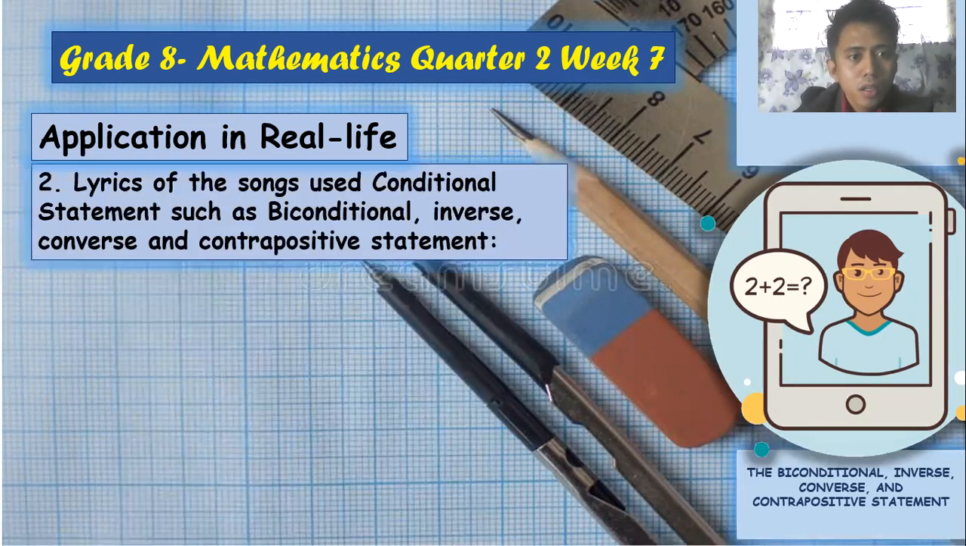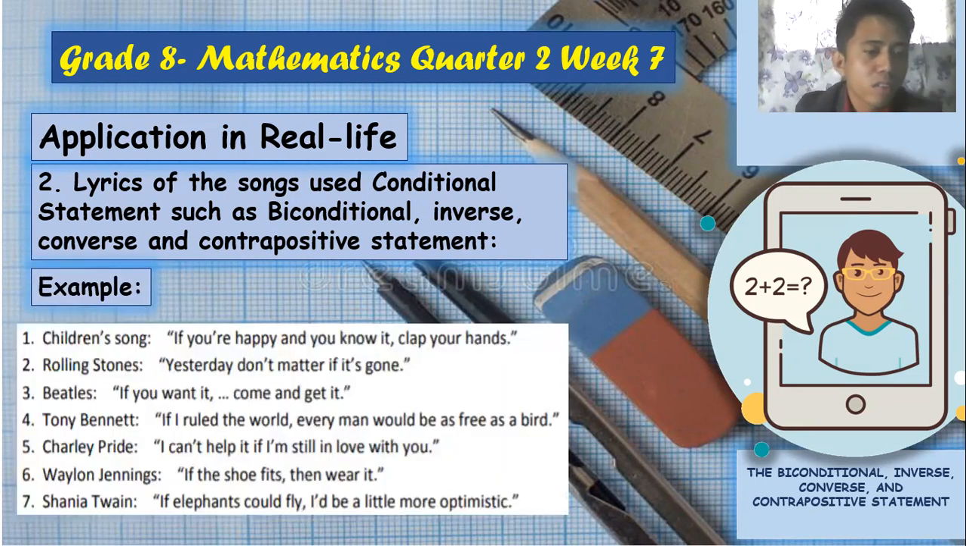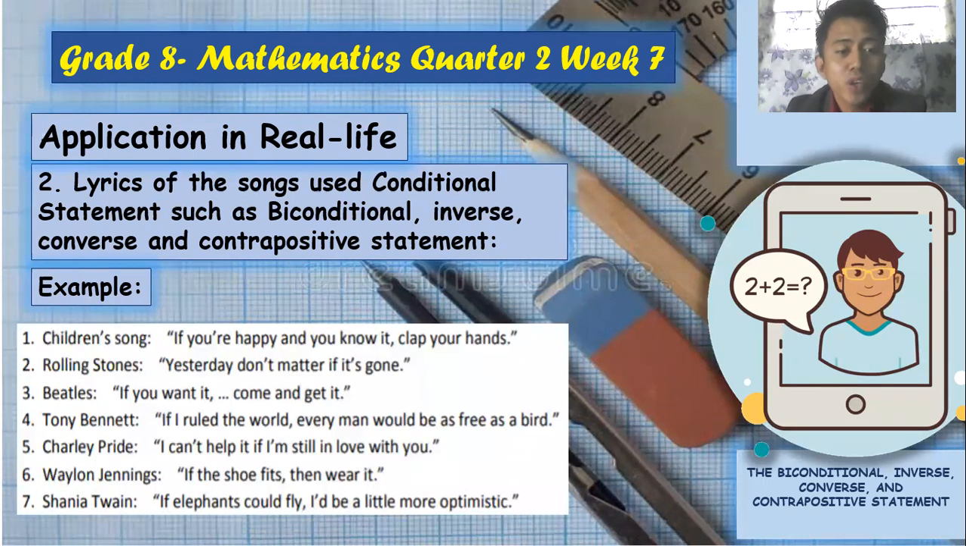The next is that the lyrics of songs use conditional statements such as biconditional, inverse, converse, and contrapositive statements. Maybe we are singing a song, or we are fans of singing, and we are not aware that the lyrics of the song contain conditional statements. There are a lot of such songs, right? The example is this. Are you familiar with the song: if you're happy and you know it, clap your hands?